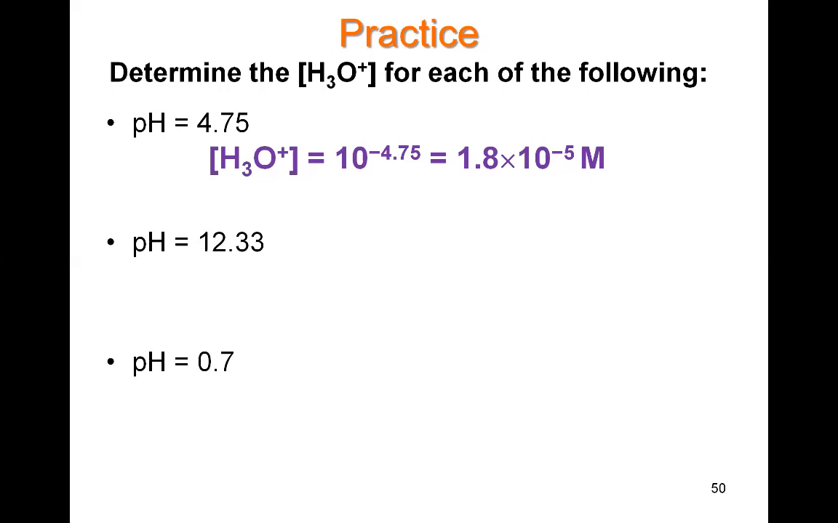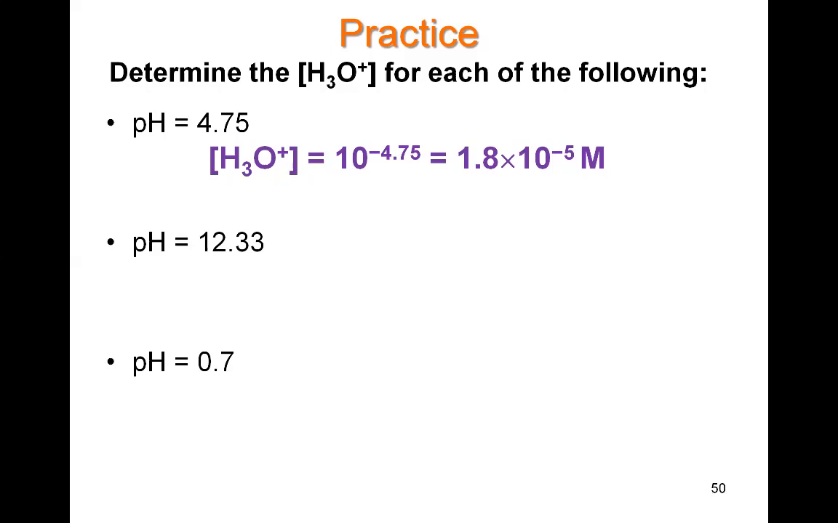And when you enter that in your calculator, the calculator answer is 1.778279, etc., times 10 to the negative 5. You need to look at the number of decimal places in the pH. Here it's 2 decimal places, the 7 and the 5. 2 decimal places in the pH translate into 2 sig figs in the concentration.